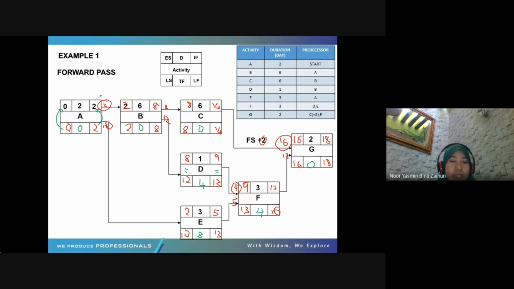Okay. From here, then you can determine the critical path. Okay, yang 0, 0, 0, 0 ni semua critical path. So the critical path is here. So the critical activities are A, B, C, F, and G. But if the question asks you to do it in tables, you need to write it in tables. So the total duration is 18 days and the critical path activity is A, B, C, F, G.